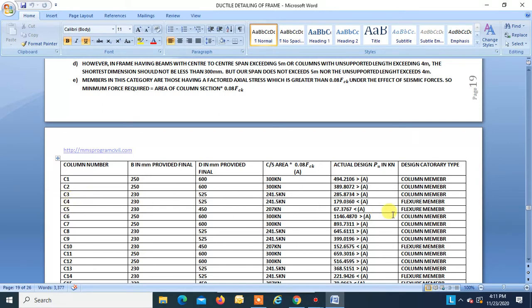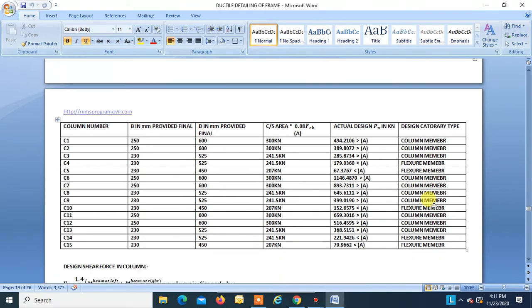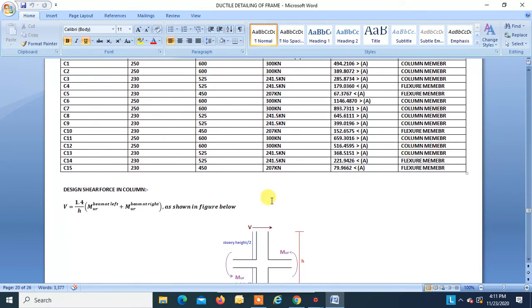Column 5 has to be designed as a flexure member, right? Similarly, column 10 has to be designed as a flexure member, and 14 and 15 have also to be designed as flexure members, right? So this is how we differentiate how the member has to be designed. Okay, fine. Now coming to the check for the shear force in column.